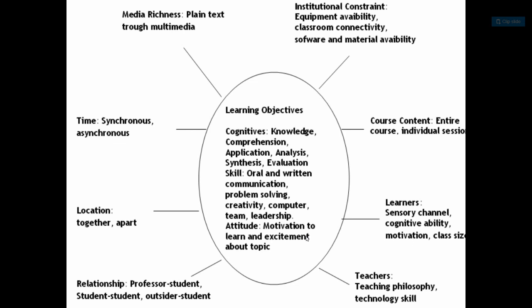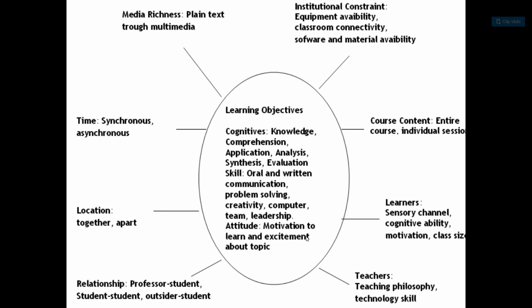Then what comes under skill? Oral and written communication, presenting in a group, problem solving, creativity, computer skills, team work, then leadership. Then attitude: motivation to learn, and excitement about the topic or not. Then, if we talk about institutional constraints, what kind of things can the institution provide? Equipment availability, classroom connectivity, software, and material availability.